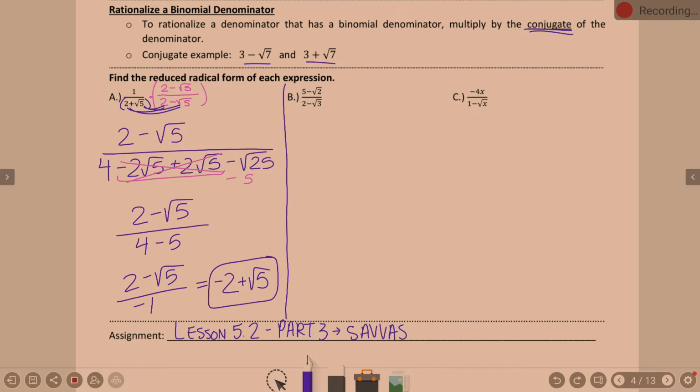Okay, B. 5 minus square root of 2 over 2 minus square root of 3. Thoughts? You can multiply each by 2 plus the square root of 3. Yes. Remember, when there are terms added and subtracted in the denominator, we're doing the conjugate of the denominator. So the conjugate of 2 minus square root of 3 is 2 plus square root of 3. What I do to the denominator, I do to the numerator.